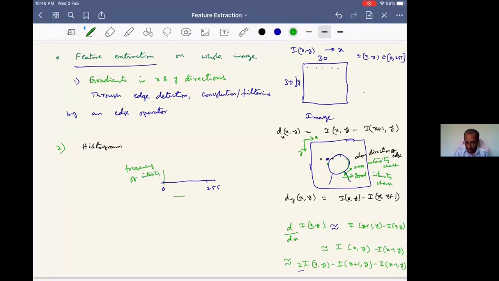Okay, and then here it is intensity. It may occur anywhere. It can be here. For example, 0 can be here, 0 can be here, 0 can be here. So the frequency, when we make the histogram, is actually the count of all occurrences wherever it may occur.